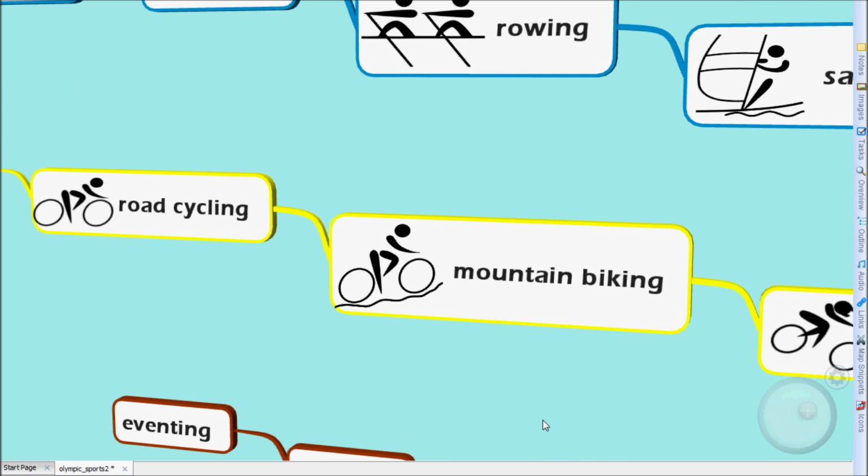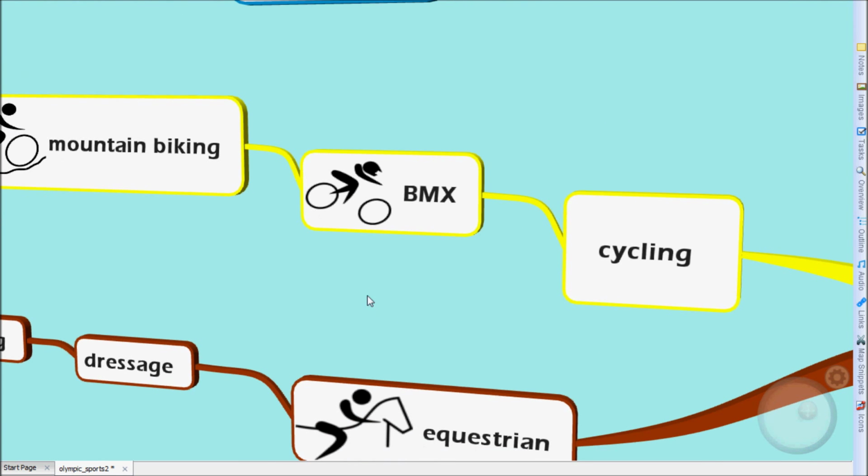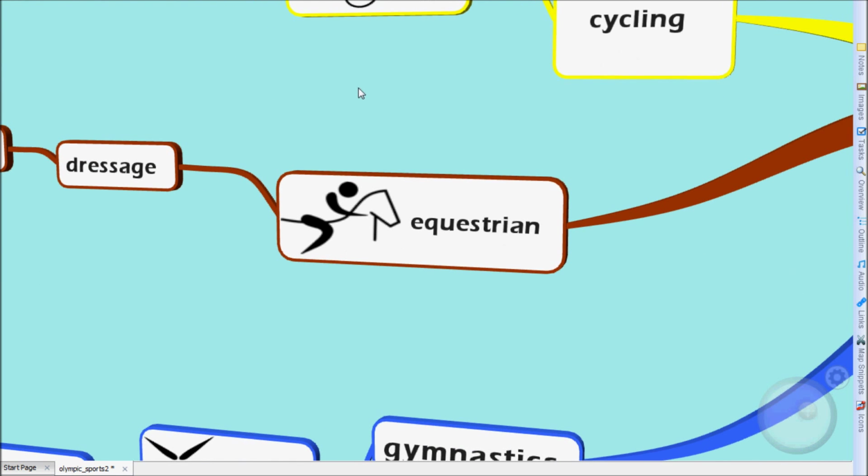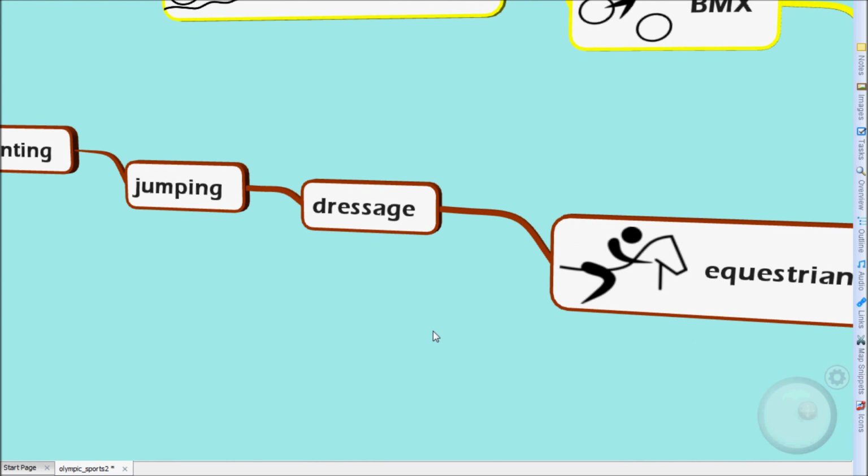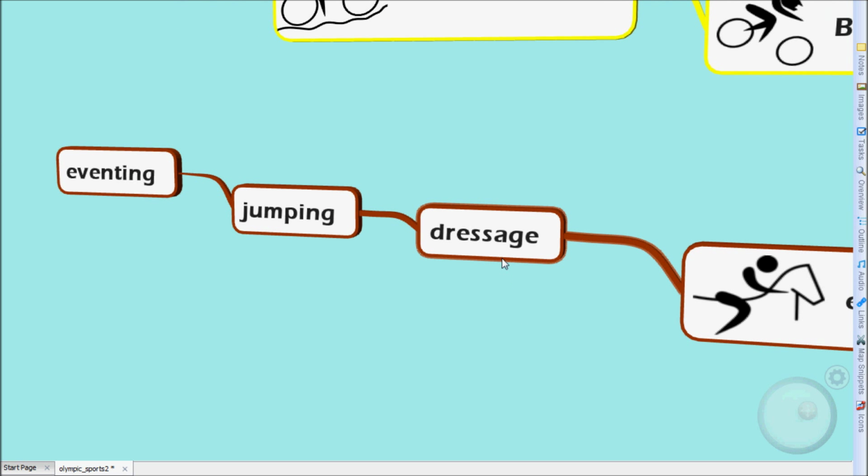Let's have a look at sports involving horse riding, and that we call equestrian sports. And then there are three main disciplines, that's dressage, jumping, and eventing.